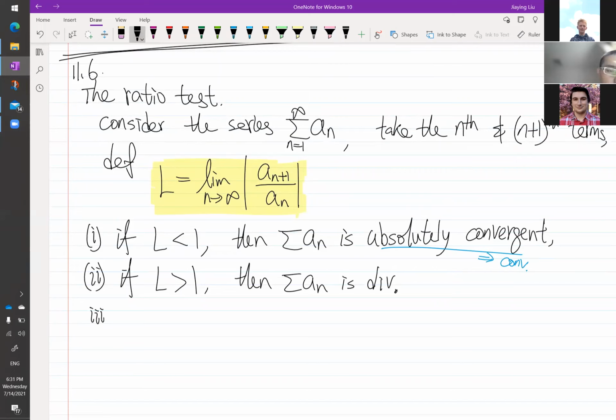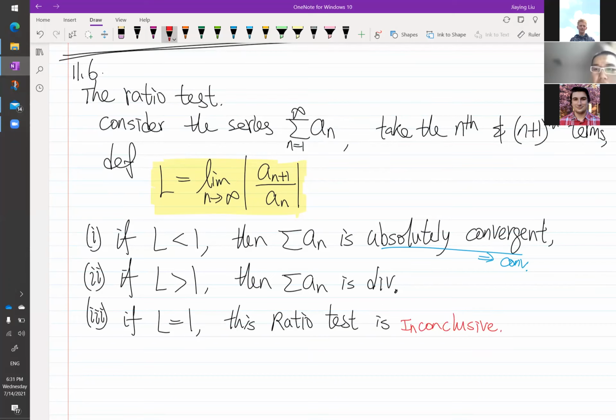And 3, what if L equals 1? If L equals 1, then we cannot make any conclusion based on this test. We have to apply other tests. So if L equals 1, the ratio test is inconclusive. We need other tests to figure out whether the series converges or not. So this is called the ratio test.